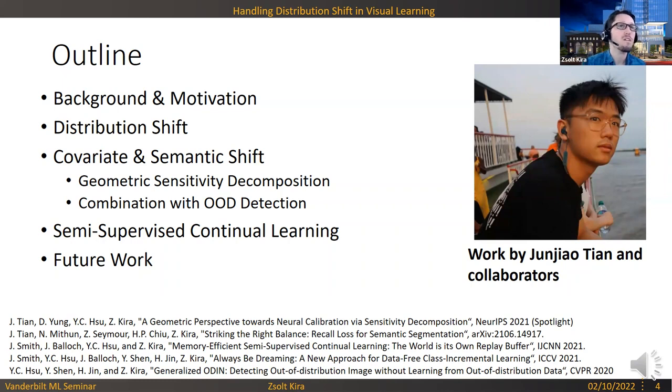And so here's an outline of my talk. I'll be talking about background and motivation of why we want to deal with distribution shift, one of the key fundamental problems in machine learning. Talk about specific types of distribution shifts, specifically covariate and semantic shifts, and then present our methods, geometric sensitivity decomposition, to tackle these and actually decompose classifiers into different components where we can analyze the effect of different types of distribution shift on the models themselves. And this includes combinations with tasks such as out-of-distribution detection, which again is a fundamental machine learning problem. And then I'll end with application area looking at semi-supervised continual learning, where we'll actually use out-of-distribution detection to deal with continuously learning of new tasks. And then I'll discuss some future work.